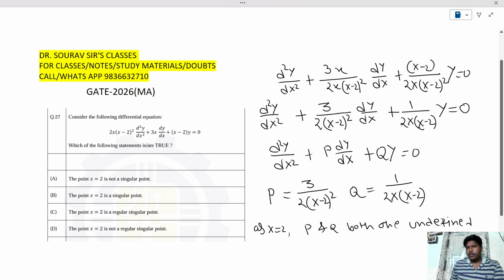So obviously, x equals 2 is a singular point, because at x equals 2, p and q are not analytic. So x equals 2 is a singular point. So option A is wrong, option B is true.